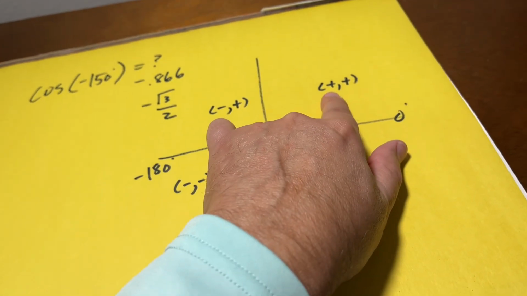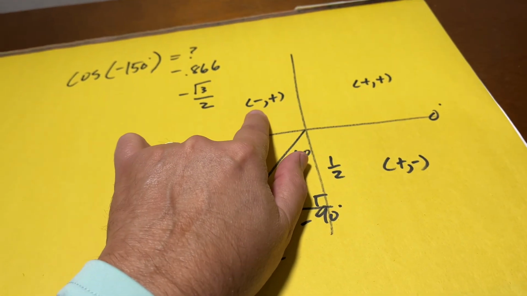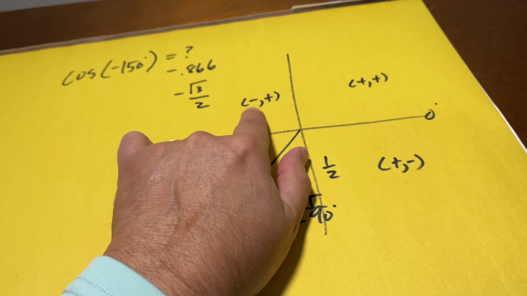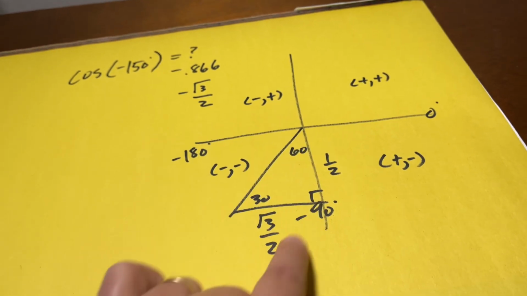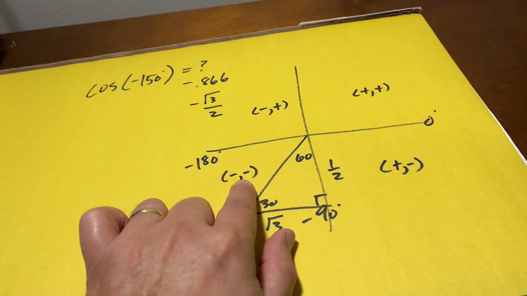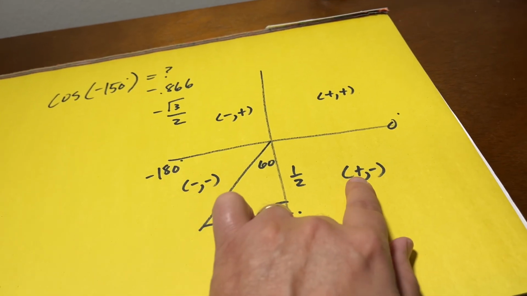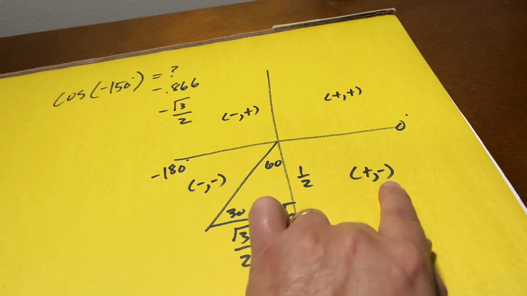So the cosine and the sine are both positive in the first quadrant. The cosine and the sine are alternating. Cosine is negative, the sine is positive in the second quadrant. Both cosine and sine are negative in the third quadrant, and the cosine is positive and the sine is negative in the fourth quadrant. So keep that in mind.